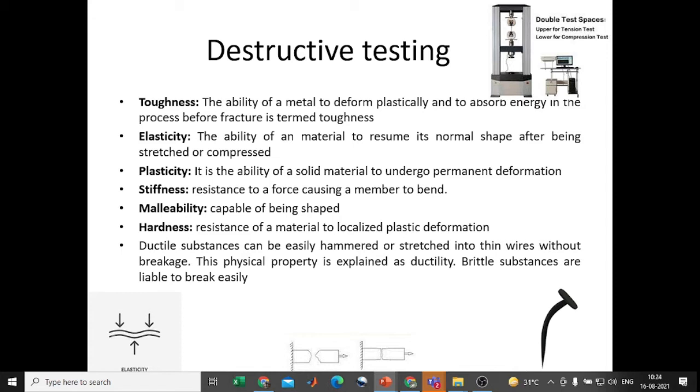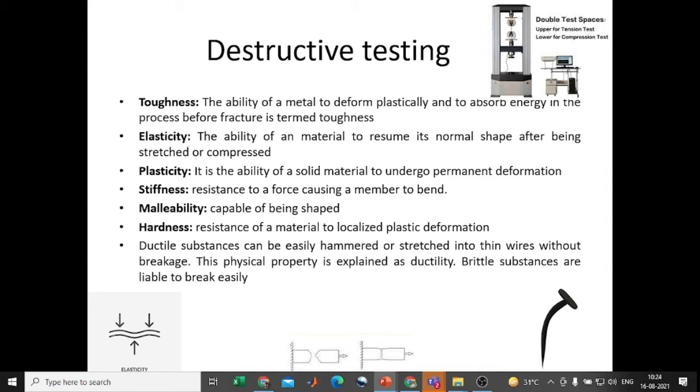Then stiffness. What is stiffness? If you are using a spring, you may be aware of the stiffness, the applied load and elongation. So what is the stiffness? The resistance to a force causing a member to bend, which means stiffness. You may become aware of the stiffness with respect to the spring deflection test in our strength of materials laboratory. After that, malleability. What is malleability? If you are performing forming of material, the formability, or the capability of being shaped, comes under the malleable property.